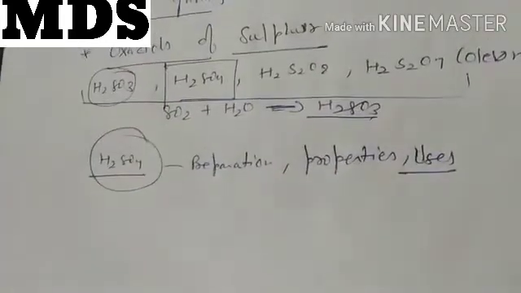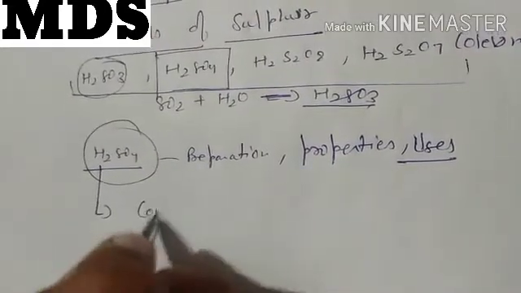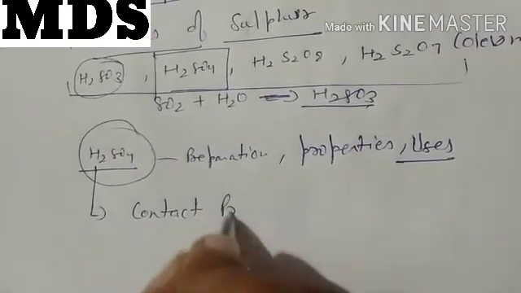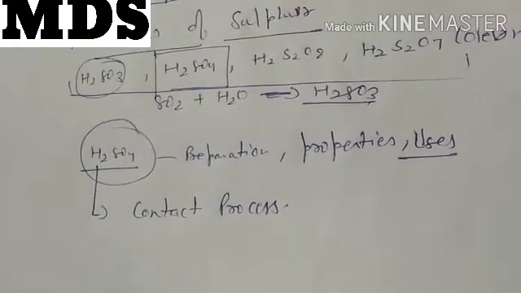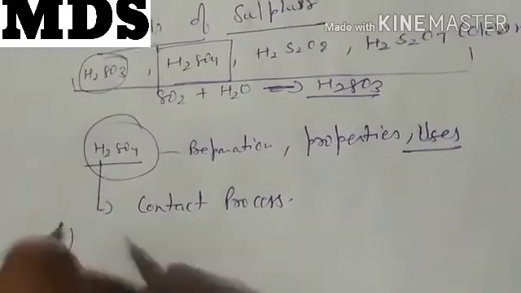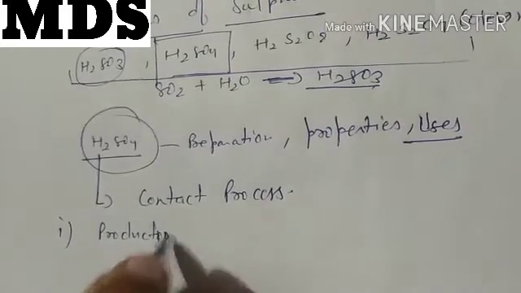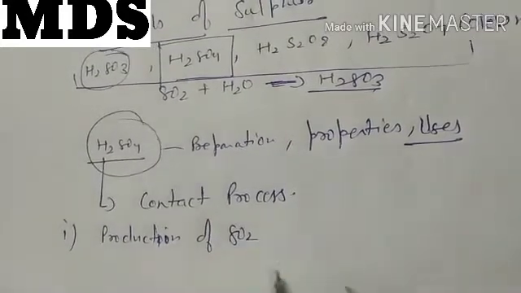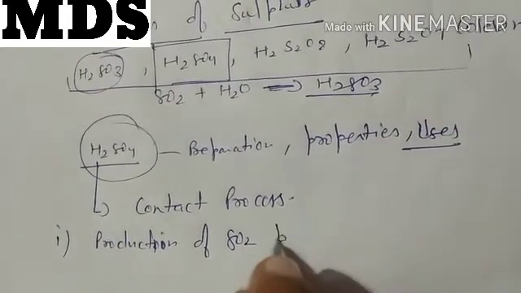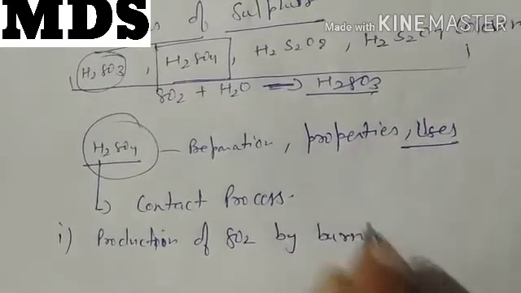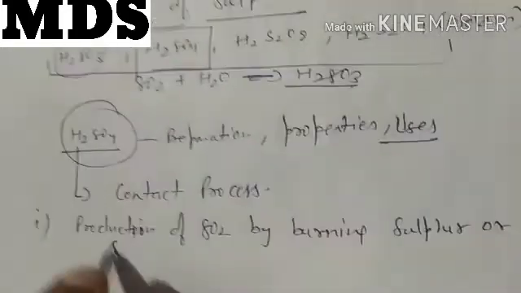So let's start. H2SO4 is made by a process named the contact process. It is basically a three-step process. The first step is production of SO2 by burning sulfur or sulfide.